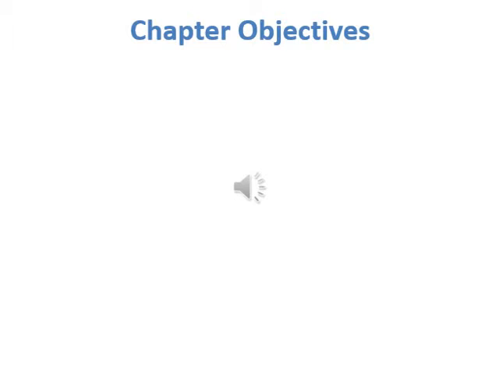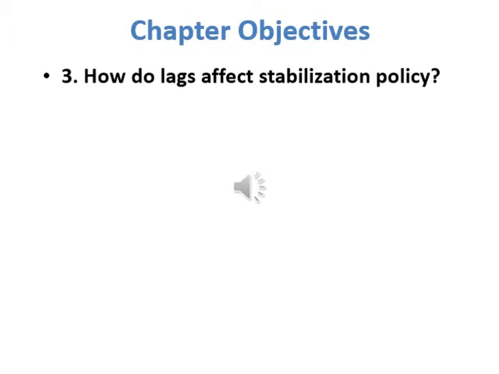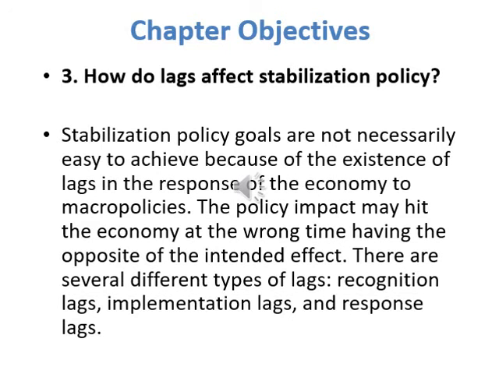Stabilization policy goals are not necessarily easy to achieve because of the existence of lags in the response of the economy to macro policies. The policy impact may hit the economy at the wrong time, having the opposite of the intended effect. There are several different types of lags: recognition lags, implementation lags, and response lags.